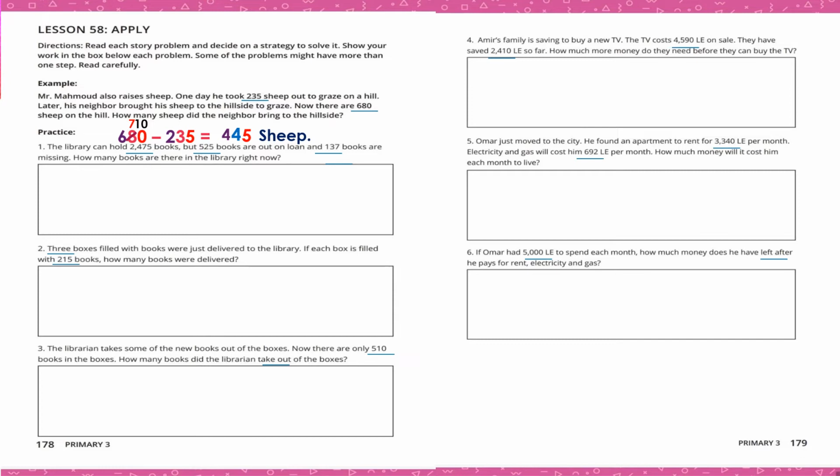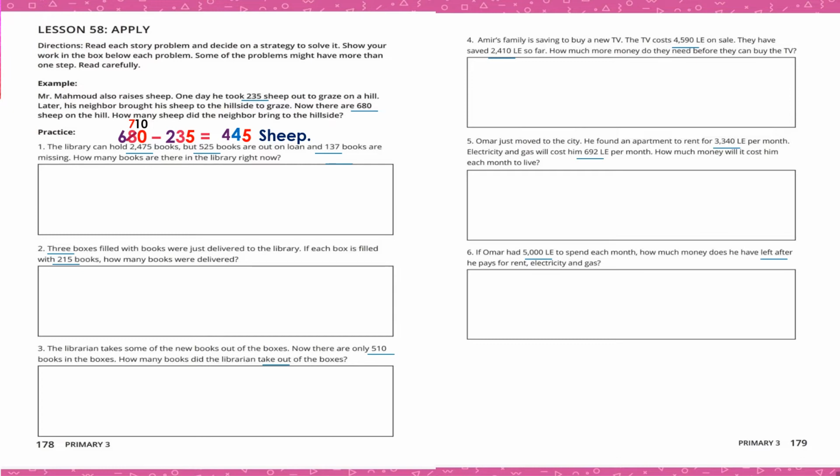Practice. Number 1. The library can hold 2,475 books, but 525 books are out on loan and 137 books are missing. How many books are there in the library right now? Here we want to know the number of books in the library now, after the missing books.